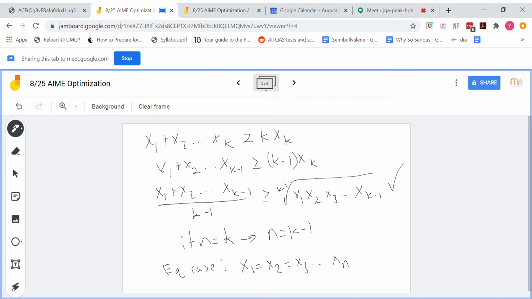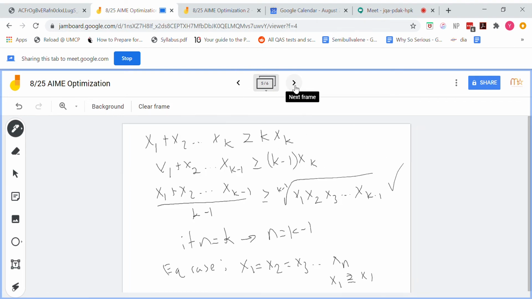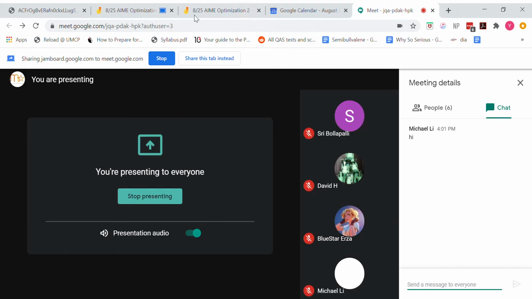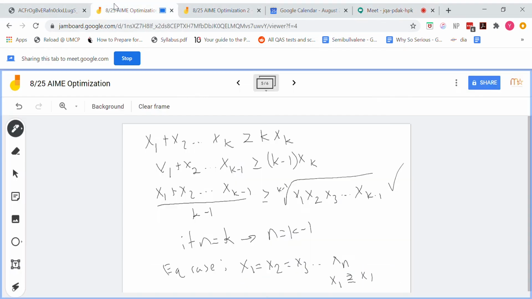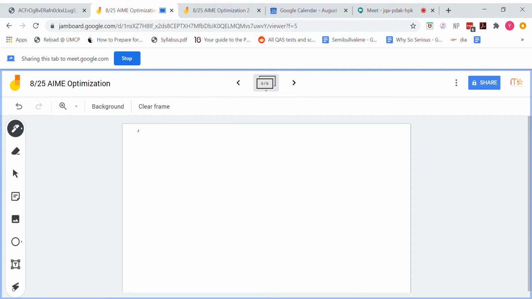And so that clearly gives x1 is greater than or equal to x1 for both sides of the AM-GM. And one more thing to note is that for the trivial inequality, the equality case is x equals 0, right? That's a trivial equality case. And so we've dealt with everything we need to know about the AM-GM inequality. This is going to be the most fundamental inequality that we ever use, usually, in terms of AIME, at least. And there's one more inequality that we need to know, and that is the Cauchy-Schwarz inequality.